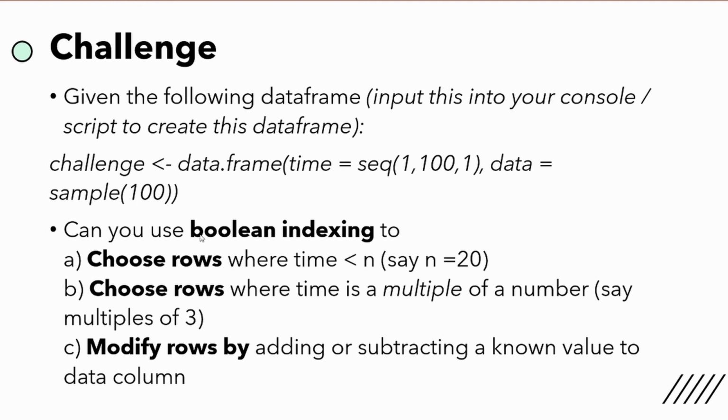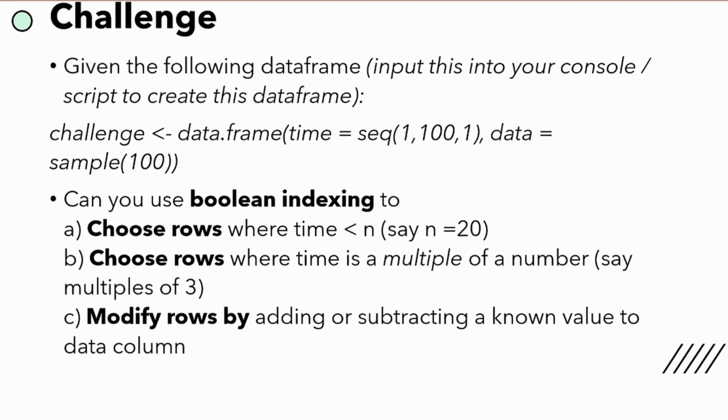Let's choose rows where time is smaller than the value n, say n equals 20. Then let's choose rows where time is a multiple of a number, say multiples of 3. And then let's modify rows by adding or subtracting a known value to the data column. If you're not sure about the operations that you have to use, do check out the series on the art of code. There is a lot of information there. I'll give everyone 10 seconds before we move on. Alright, 10 seconds is over.